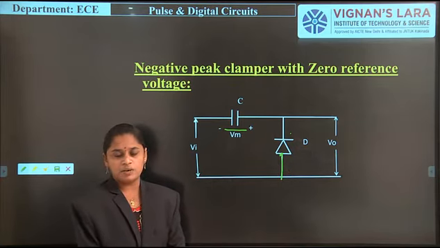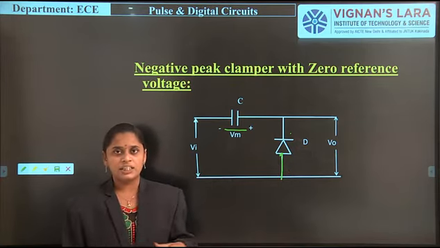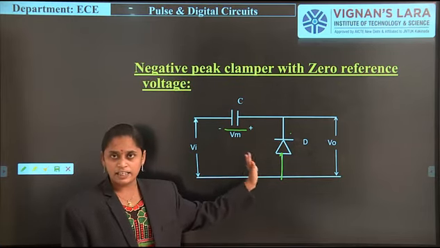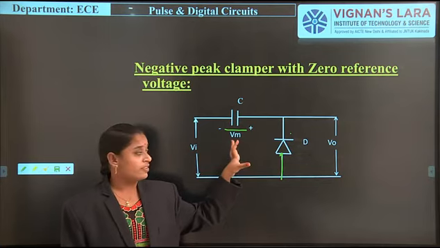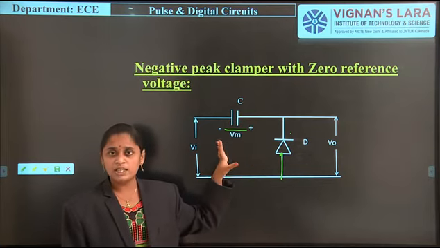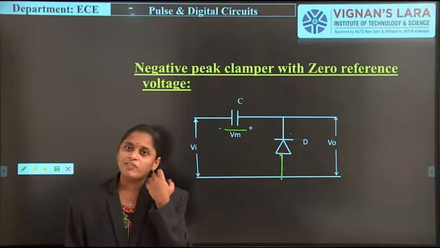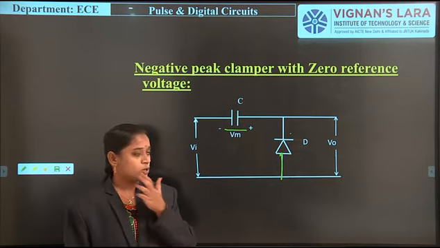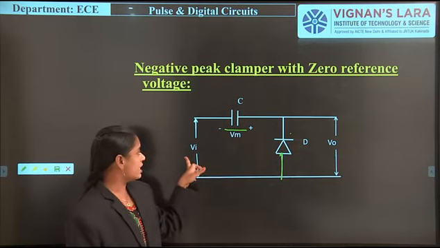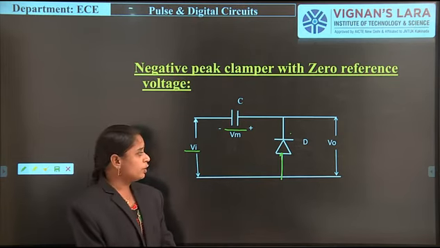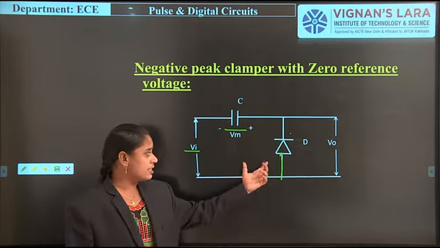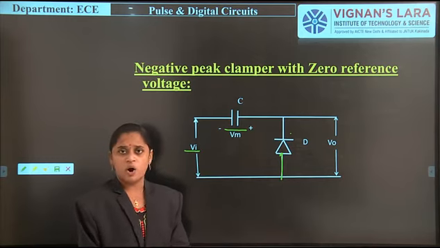We don't assume a practical diode; we have to take it as an ideal diode. So for an ideal diode, the V gamma will be 0. So for the V input of 0 condition also, that diode is in the on condition. Simply, if the input voltage is greater than the anode voltage, then obviously the diode is in the on condition.